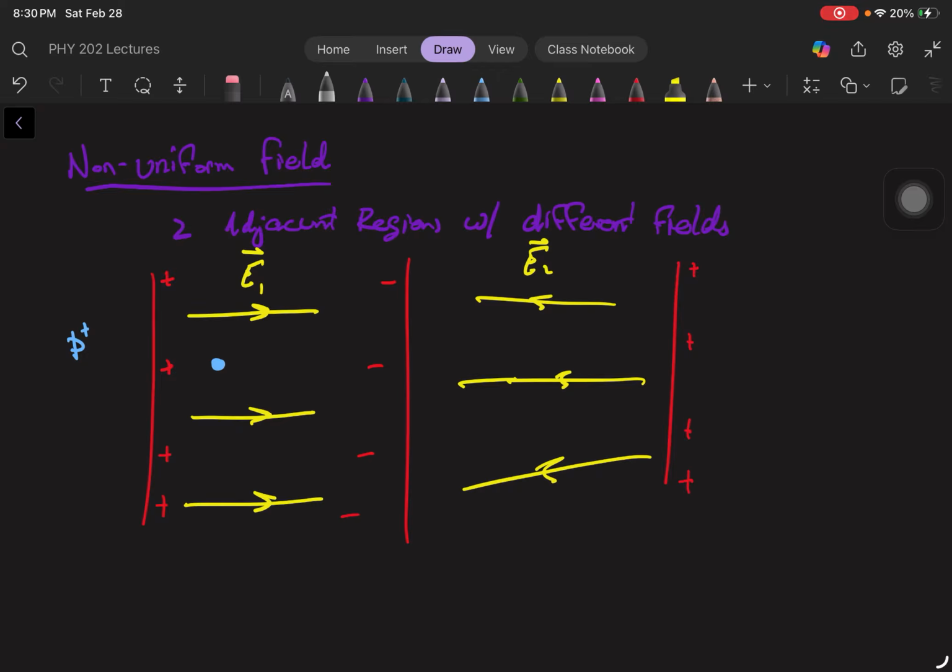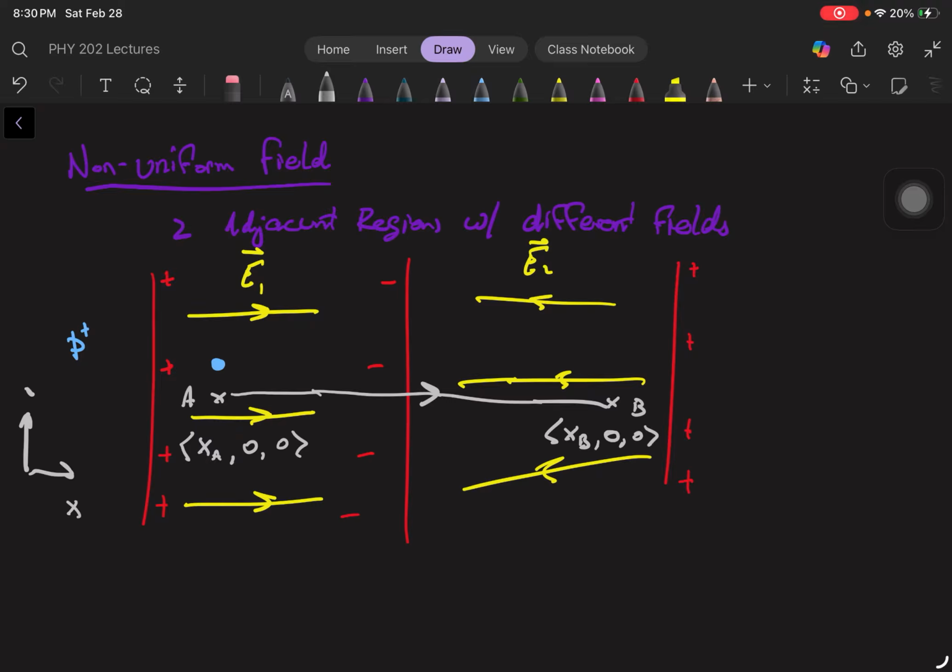And we will say it starts out at some point A. And it's going to go to some point B. All right. Where we can say this has some location XA, 0, 0. And this is maybe XB, 0, 0. Because we just have a one-dimensional problem. All right, so let's straighten this guy up. He's going down at a wonky angle. All right, there we go. Now we all feel better.